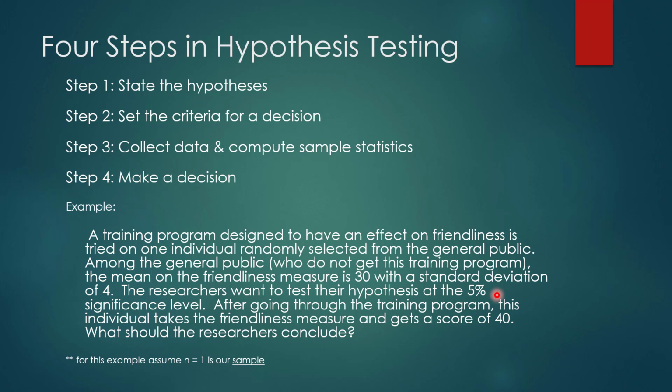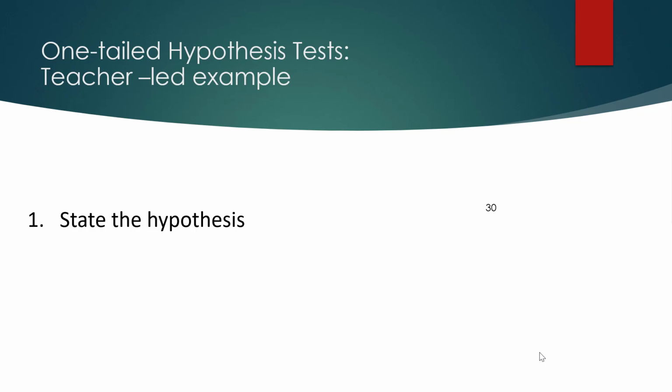So now we're going to go through an example. It's the same example that we did before in the teacher-led two-tailed hypothesis test, but now we're going to do it for one-tailed. Please go ahead and follow along with me. The calculations will be the same, but our decision could be different. So now we need to state the hypothesis.